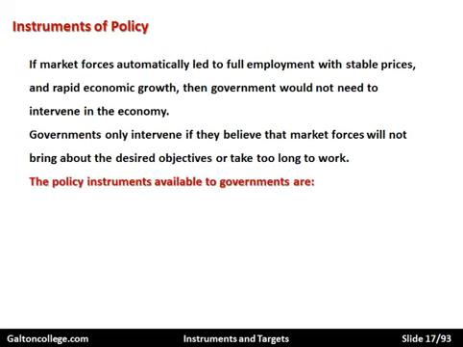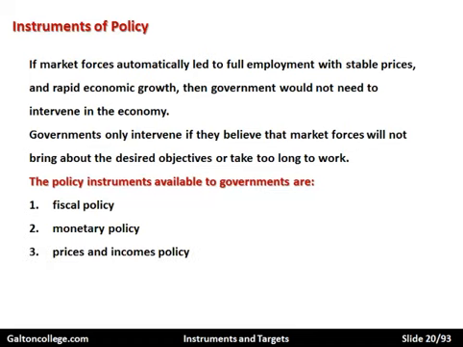The policy instruments available to governments are fiscal policy, government spending and taxation; monetary policy, changes in the rate of interest and in the money supply. Now this is an old one, prices and incomes policy. It's no longer used, but I mention it here because it was used in the past, and as a policy it had a lot of issues right back to the 1960s, particularly in the UK. It was very controversial. The government intervened to try and control people's wages and thereby control inflation.